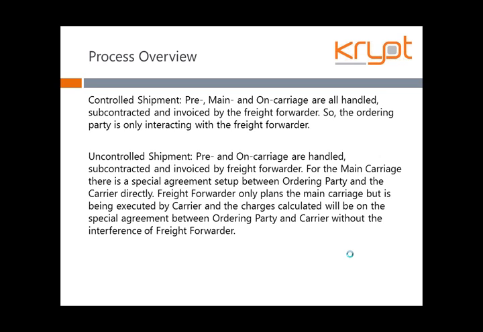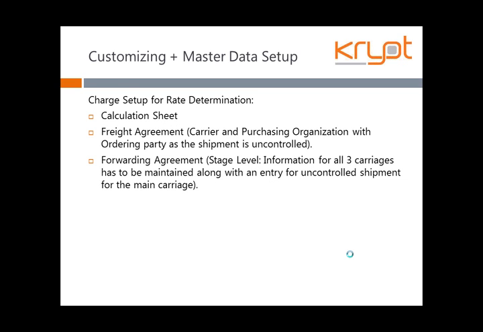And appropriately, the charges will be calculated depending upon the special agreement that is existing between the ordering party and the carrier. So the freight forwarder does not interfere into the charge calculation activities, since the agreement does not hold him as one of the business partners to calculate the charges. So he will only take care of pre and the on carriage. So this is what uncontrolled shipment is.